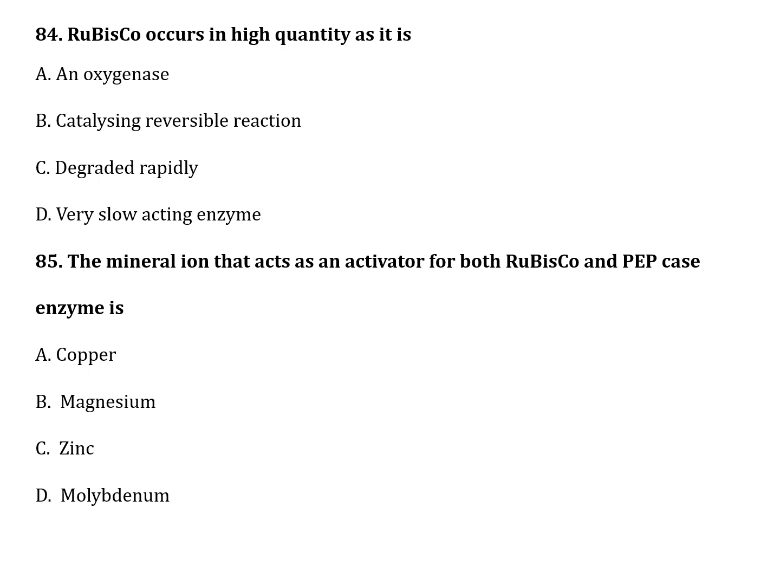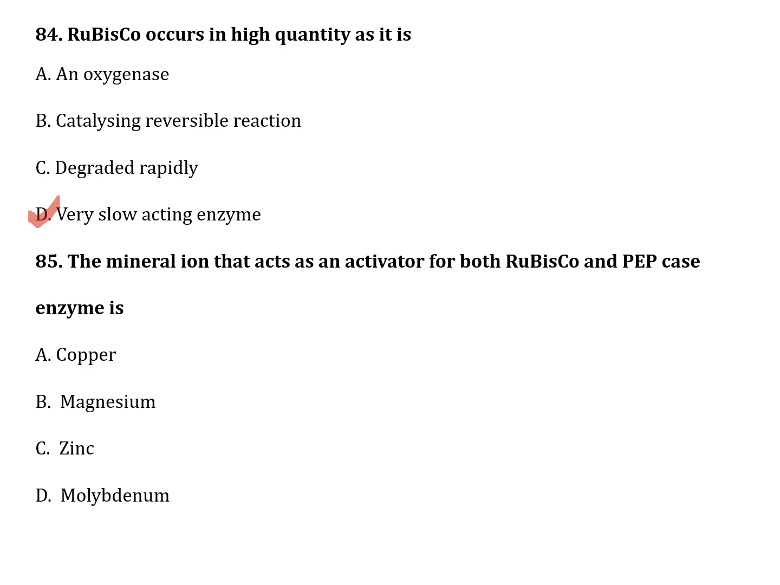The next question, number 84. Rubisco occurs in high quantity as it is: option A, an oxygenase; option B, catalyzing a reversible reaction; option C, degraded rapidly; option D, a very slow acting enzyme. The correct answer is option D, very slow acting enzyme.